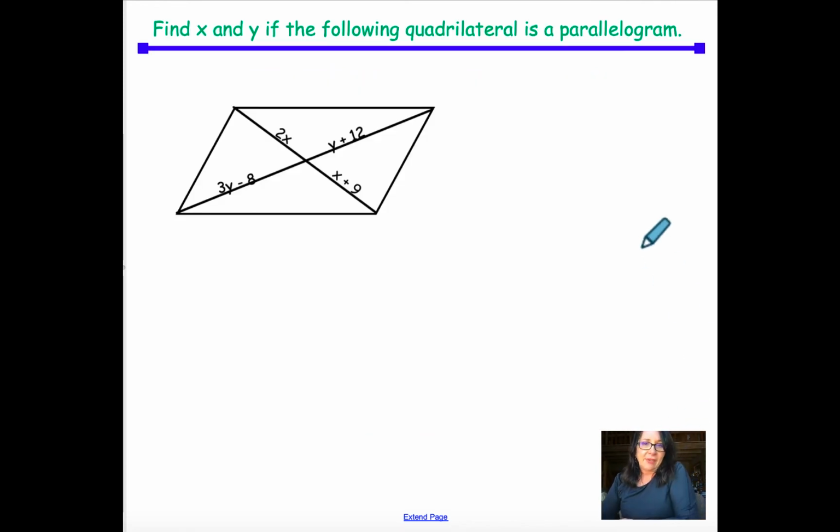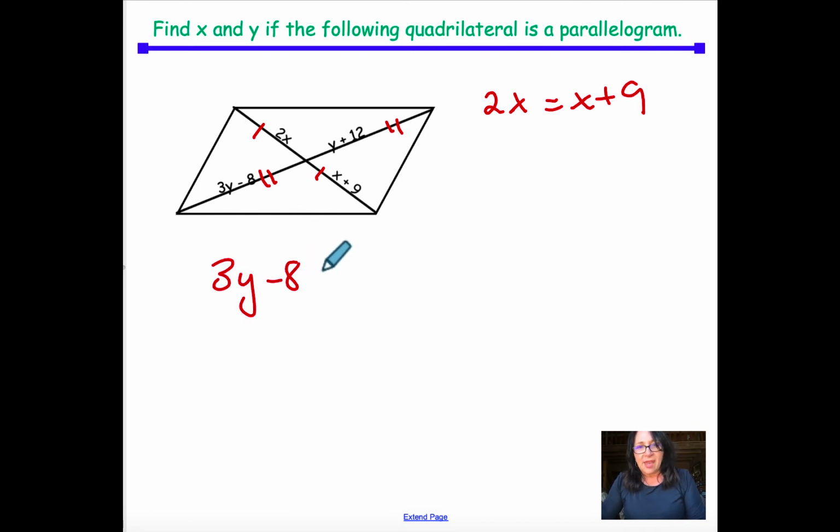So find x and y. You see that this quadrilateral is a parallelogram, which means that both of my diagonals have been bisected. So therefore I can say that this length here is equal to this length, and this length is equal to that length. So in order to find x and y, to find x, I can set 2x equal to x plus 9. And I additionally can set 3y minus 8 equal to y plus 12.